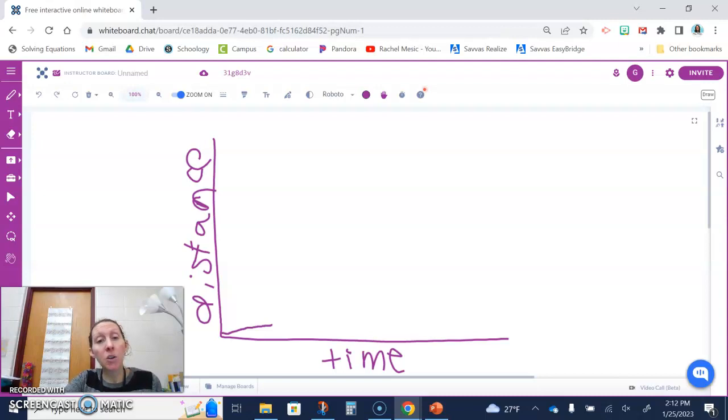But then I finally get to go onto a faster road. And so I'm going to be going further away from my house at a faster speed. But then I have to stop at a very long stoplight. That's supposed to look flat right there. And so at that point in time, I'm not getting any further away from my house.